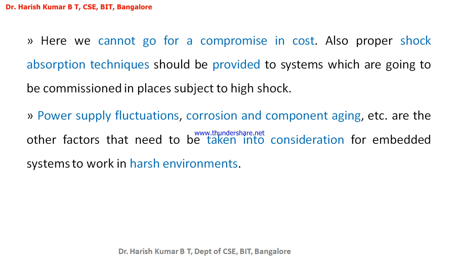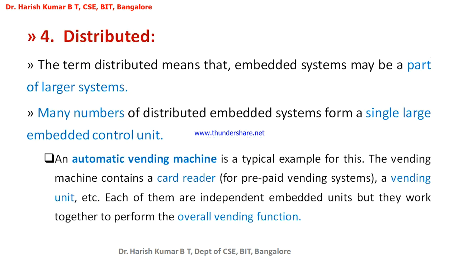Power supply fluctuations, corrosion, and component aging are some other factors that need to be taken into consideration when the embedded system is made to operate in a harsh environment. So the components which you use in the embedded system that operates in a harsh environment should not suffer from corrosion or immediate component aging. So all the components which you use in such embedded systems must be of long life.